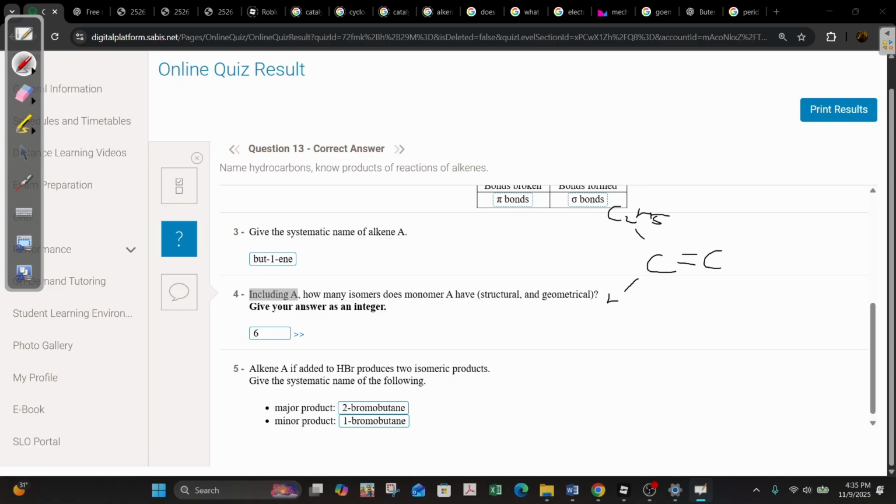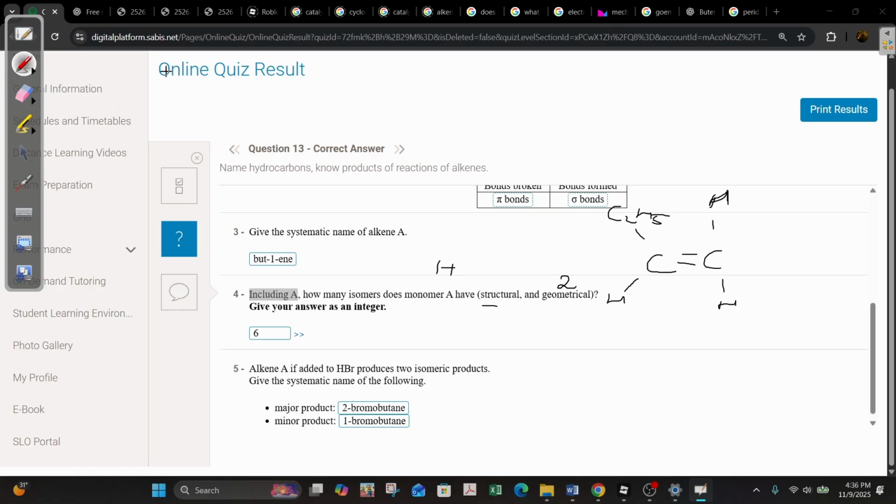C2H5, H, H, H. As I was saying, it has two, since it can do cis and trans. And then it has a structural isomer, 2-methylpropene. This is the next isomer. So it's going to be 1 plus, what else is there?